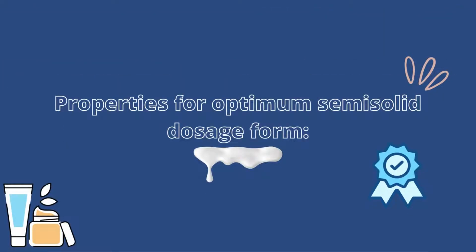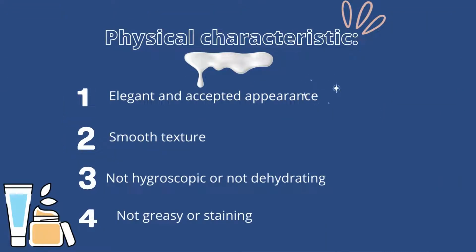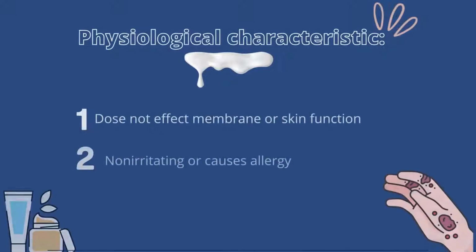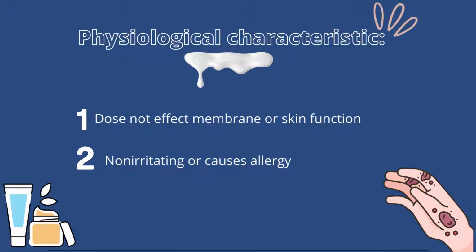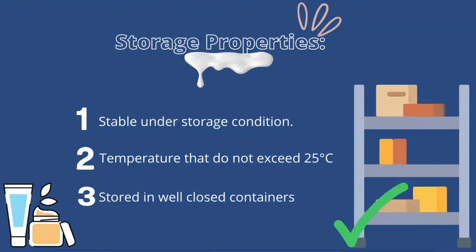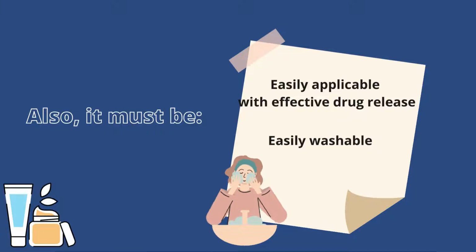Properties of an optimum semisolid dosage form. Physical properties: elegant and accepted appearance, smooth texture, non-hygroscopic, not greasy. Does not affect membrane function, non-irritating and does not cause allergy. Storage properties: stable under storage conditions, temperature that doesn't exceed 25 degrees, stored in a well-closed container. Also, it must be easily applicable and easily washable.